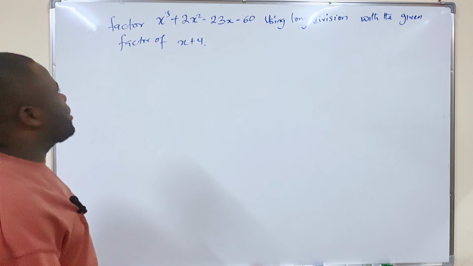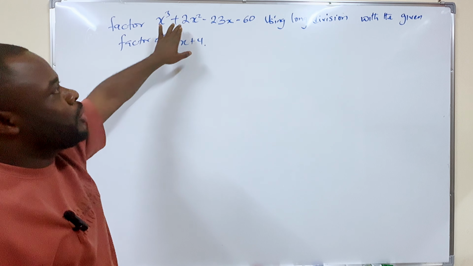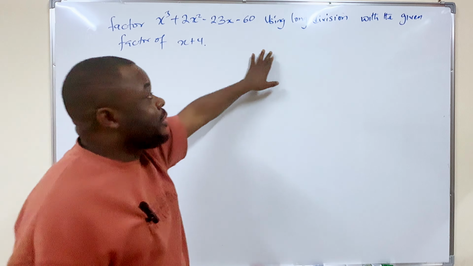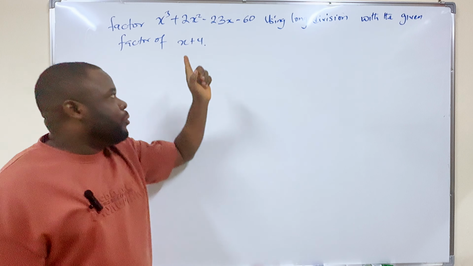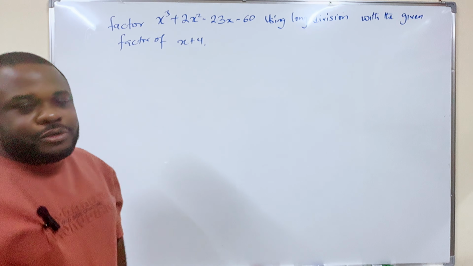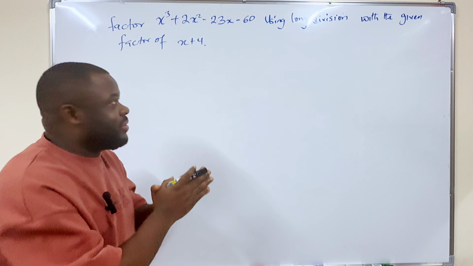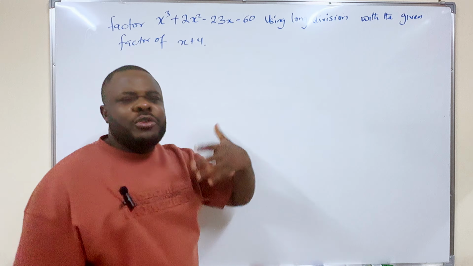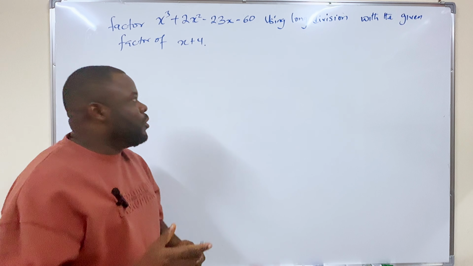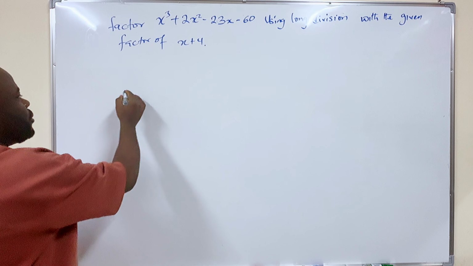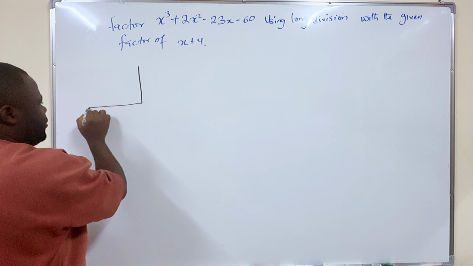Welcome back. We are asked to factor this polynomial expression using long division, and they gave us one of the factors, which is x plus 4. Remember, the question specifically said we should use long division. We can use any other method, but here they said we should use long division. So of course, we write our long division sign.